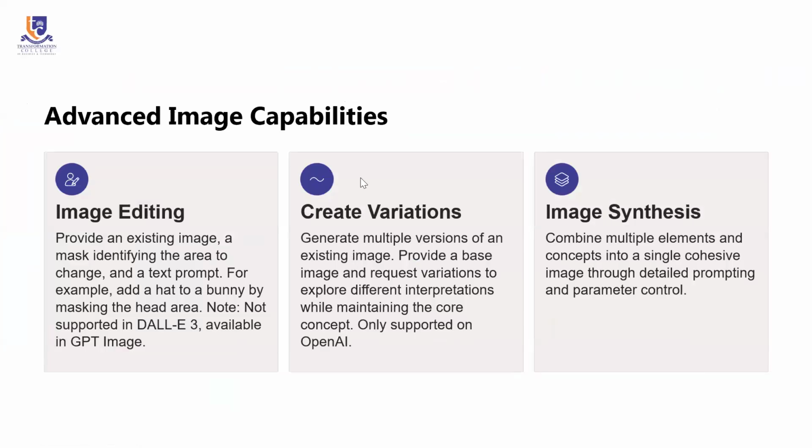All right, so we're talking about advanced image capabilities. Like I was saying, you can further edit images. You can edit an existing image: you provide an existing image and place a mask identifying the area to change, along with a text prompt. For example, you add a hat to the bunny by masking the head area. I'll try to explain that further as we go along.